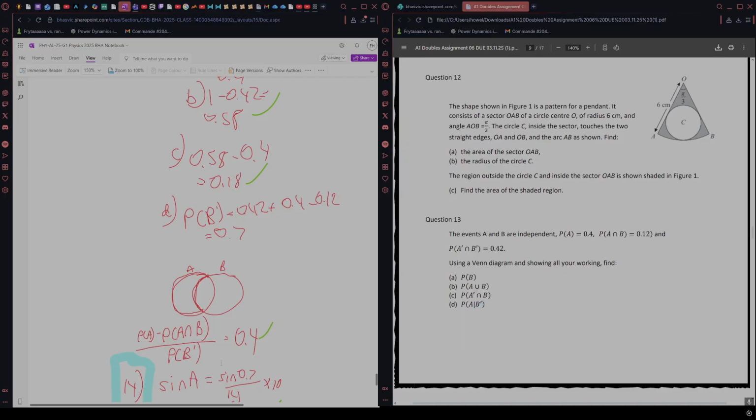Which means that the total probability is going to be 0.7. The total probability of this situation, and then the probability of what we need to actually find is the probability of the entirety of A, take away the middle, which is just going to give us this area here.